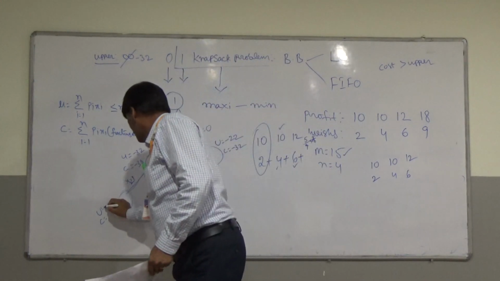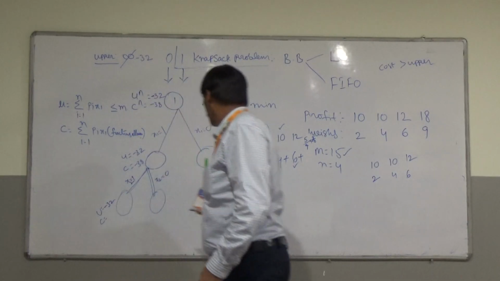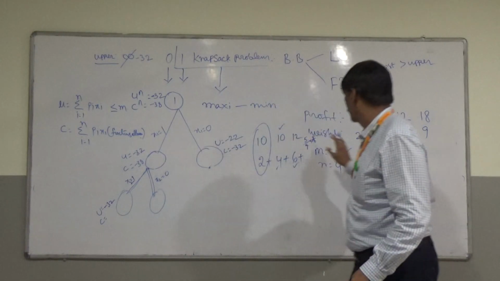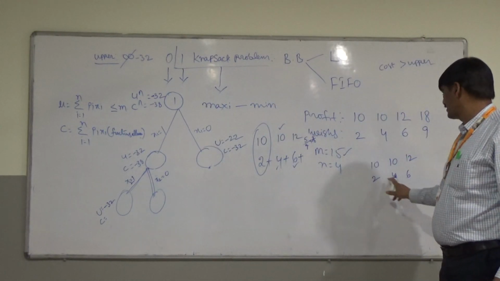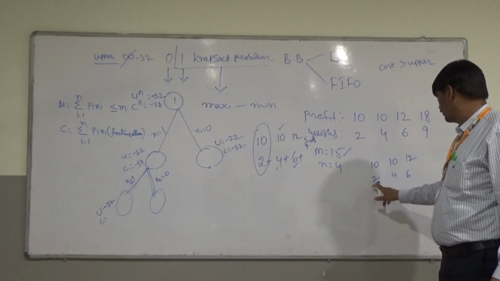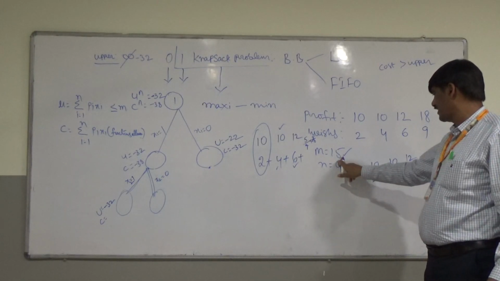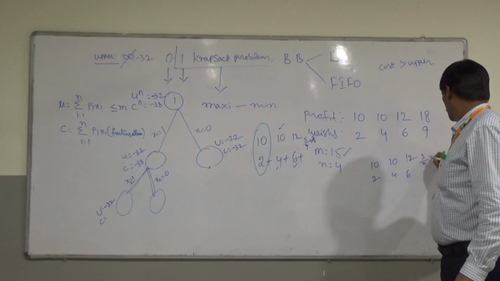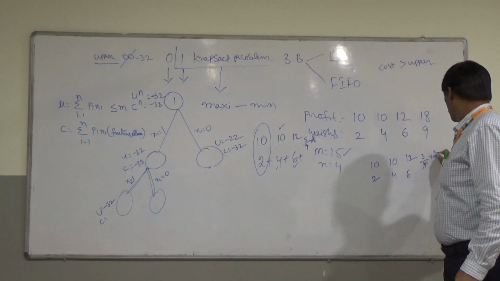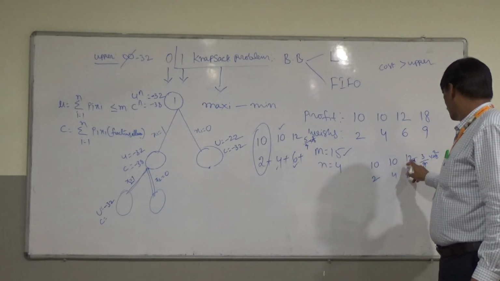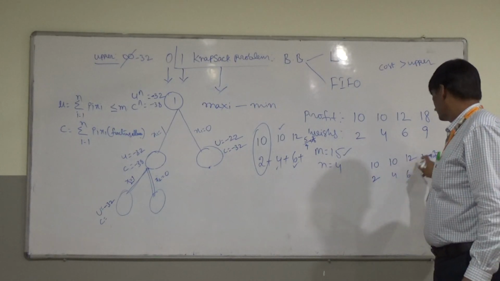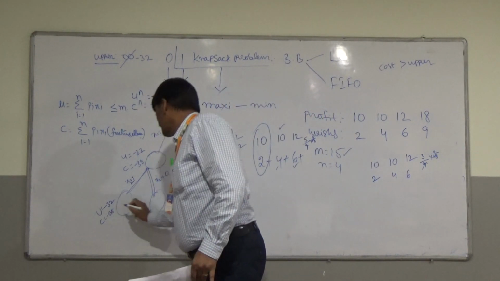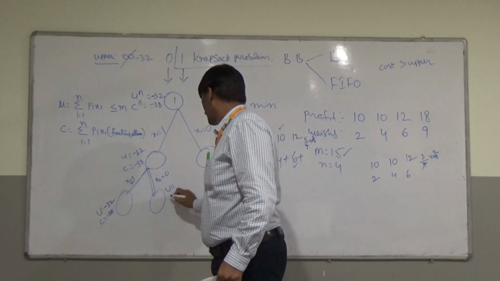So the upper bound value is minus 32. Now similarly calculate the cost. The cost allows fractions, so what is the remaining gap? Out of 6 plus 4 plus 2, 12 is completed and remaining 3 is pending. For that I am considering the fourth item, whose cost is 6. So 10 plus 10 plus 12 plus 6 equals 38, so here it is minus 38.